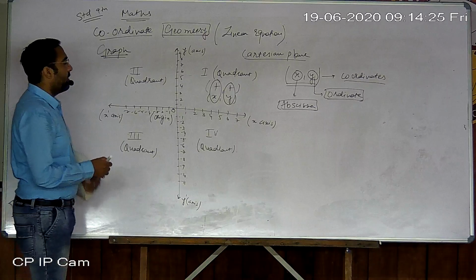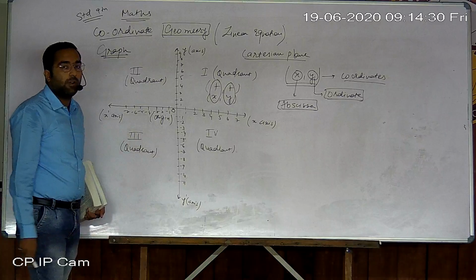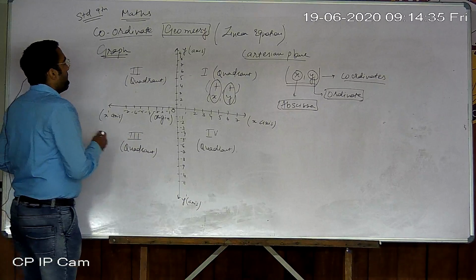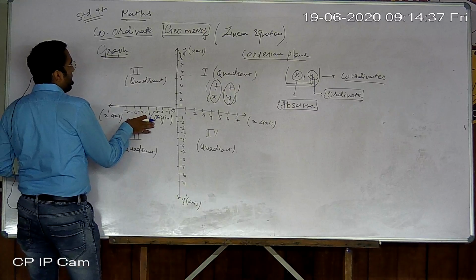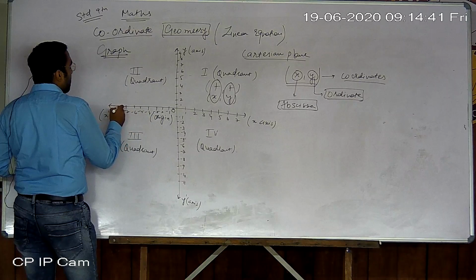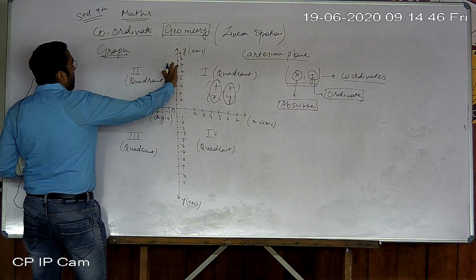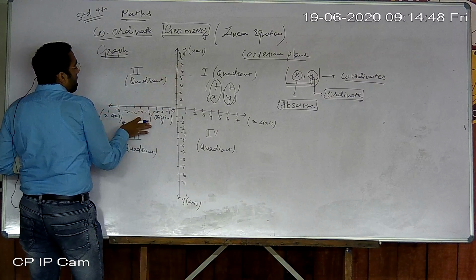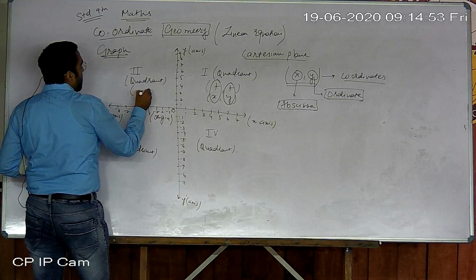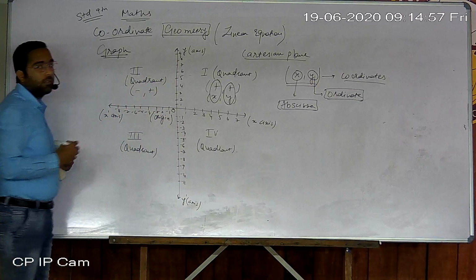We have to locate x and y, both positive values, in the first quadrant. Now here the value of x is negative, and the value of y, that is the ordinate, is positive. So my abscissa is negative, that is minus, and ordinate is positive, therefore minus and plus.